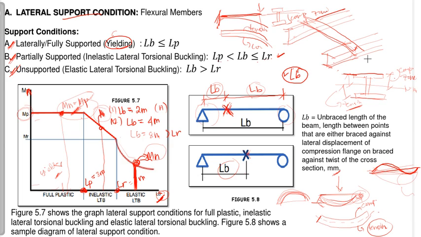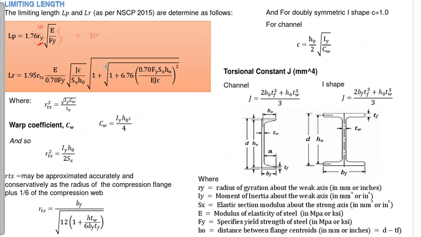Okay, so again, madali nating masosolve yung LP. So, tingnan natin yung equation natin. Ito. Kasi yung LP natin is equal to 1.76 RY the square root of E over FY. So, madali lang natin isosolve yung value ng L sub P. And sa L sub R naman, yung limit natin, we have this equation. Okay. Ang haba.